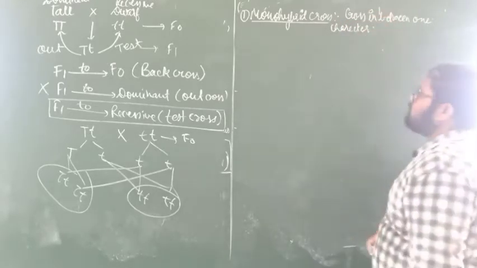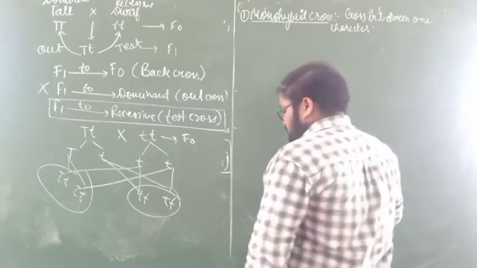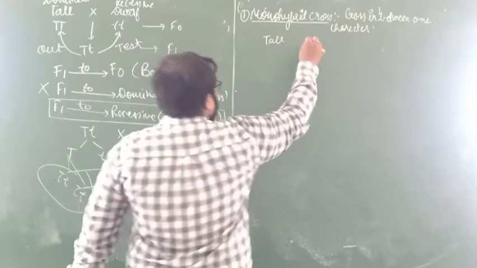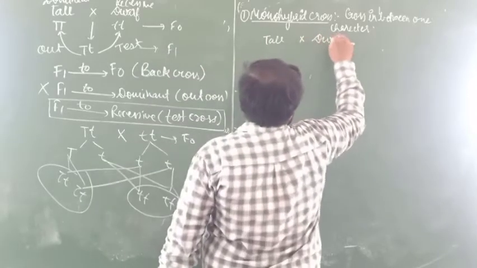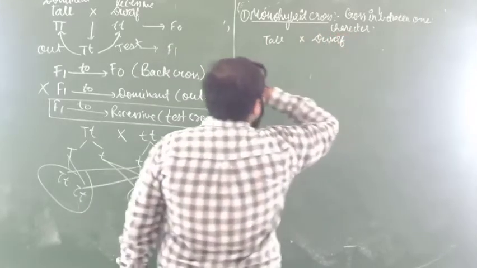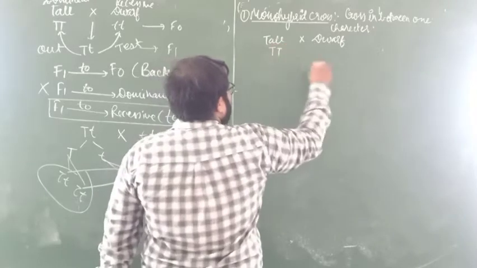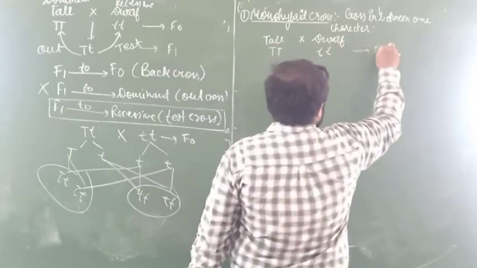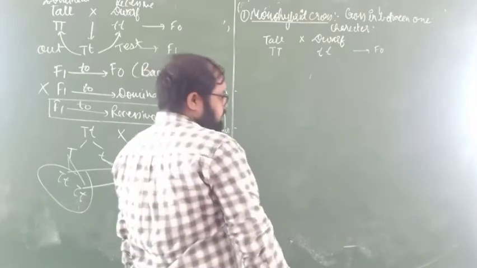Cross between one character. Suppose that we will take a character that is tall and cross it with dwarf. So capital T crossed with small t, this is called the F0 generation or parental generation.